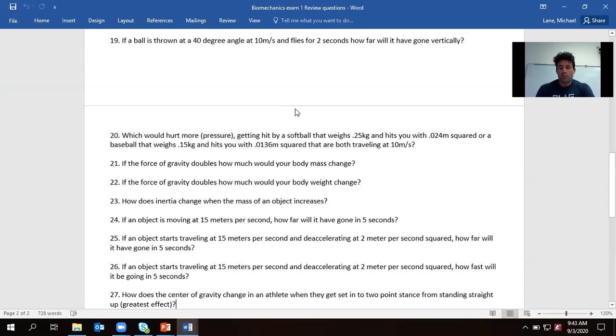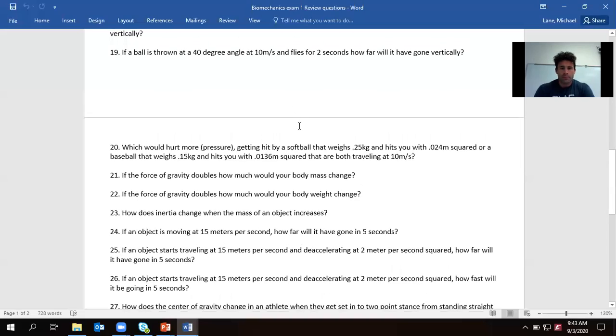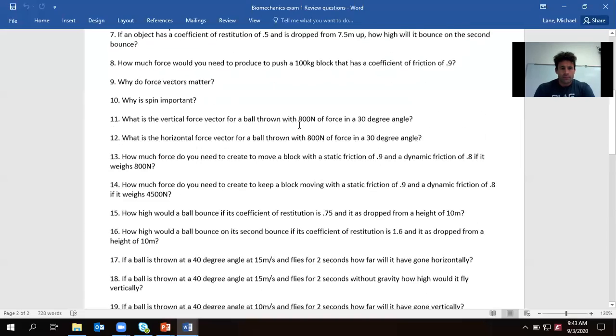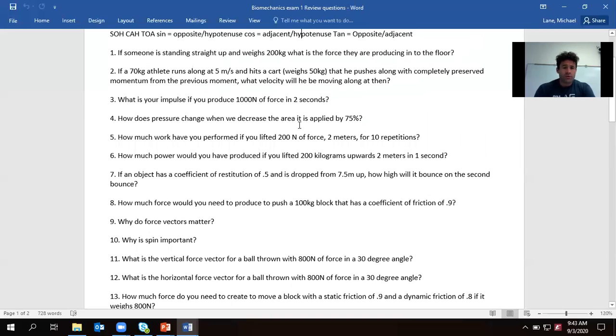Could we go over number 7? Yeah, Luke, give me one moment. If an object has a coefficient of restitution of 0.5 and is dropped from 7.5 meters up, how high will it bounce in the second bounce?